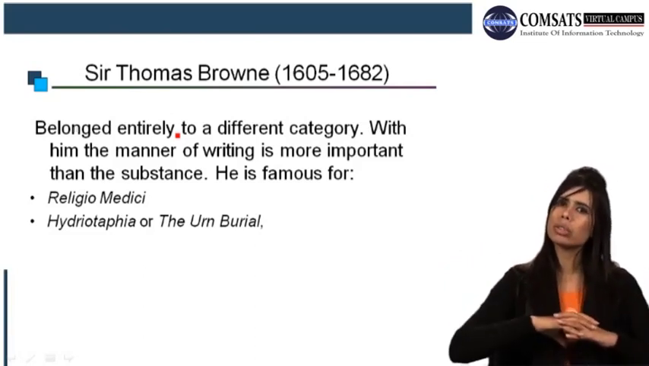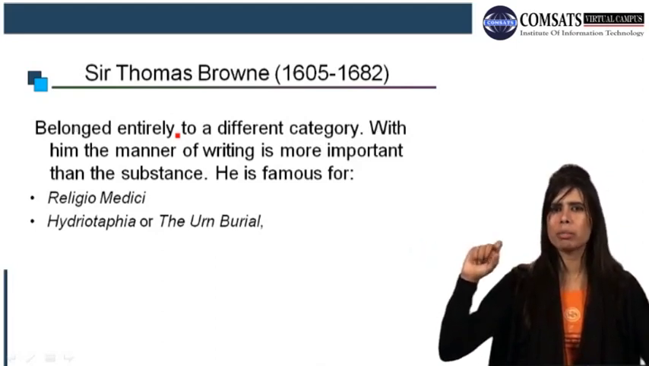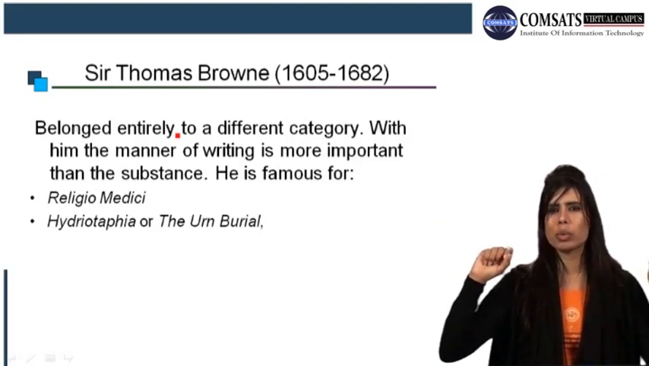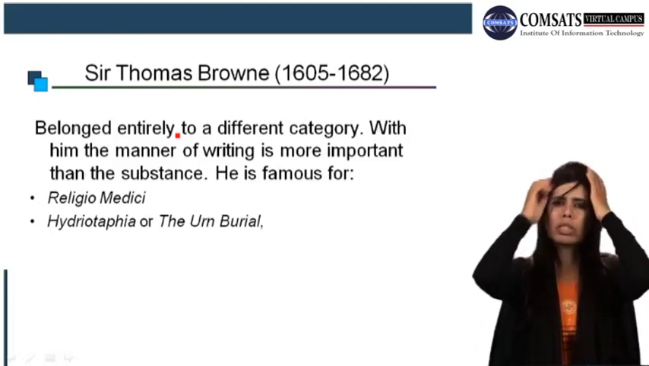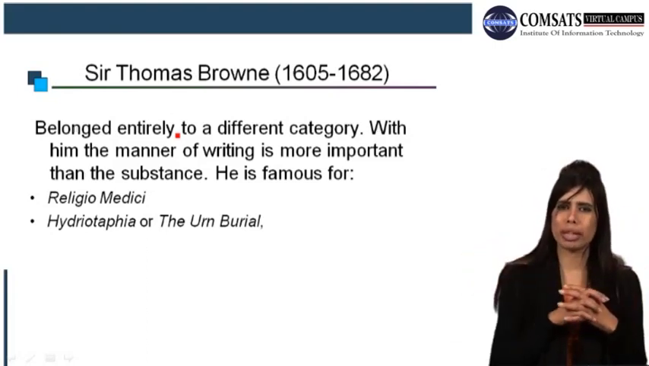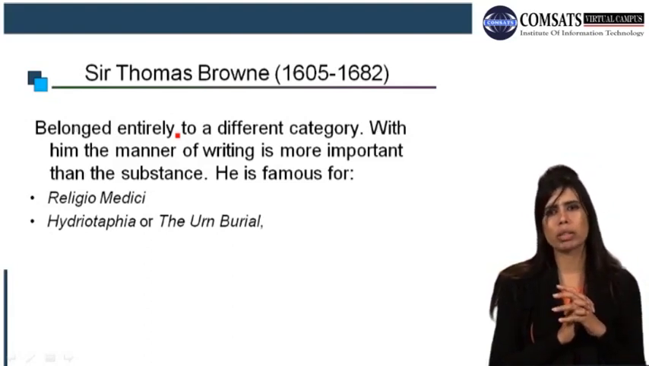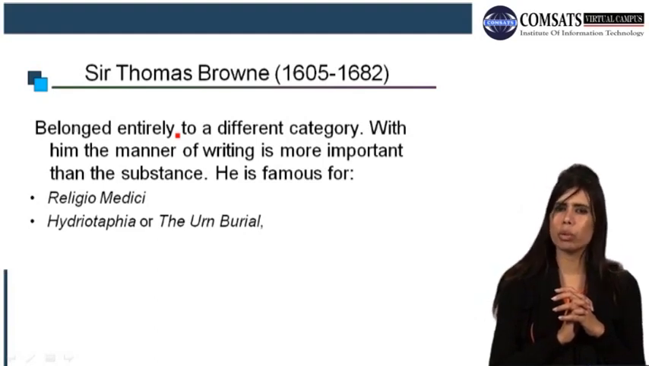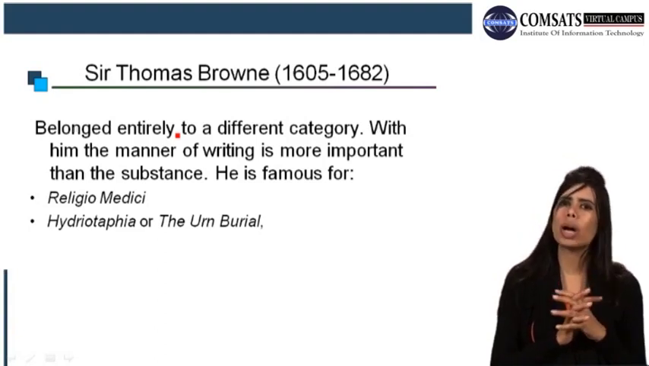So you can say he is totally ignoring the contents of the writing. He thinks the manner of writing is very important, and that is why he is famous for writing in a good manner. Fine. So Sir Thomas Browne was also a prose writer, and he was famous for writing in a good way, and not because of the substance, because he was of the view that the writing manner is more important as compared to the substance or the issue which you are discussing.